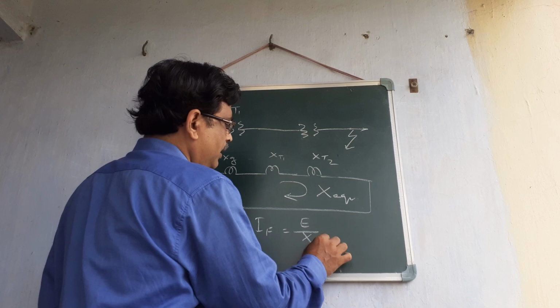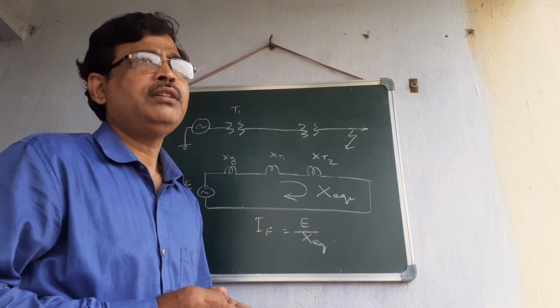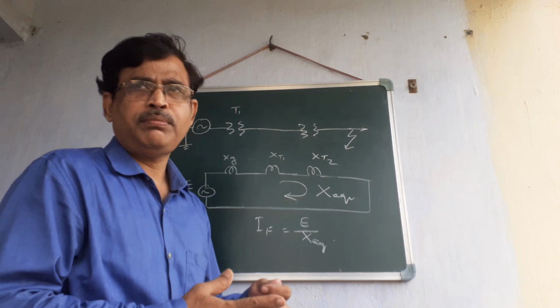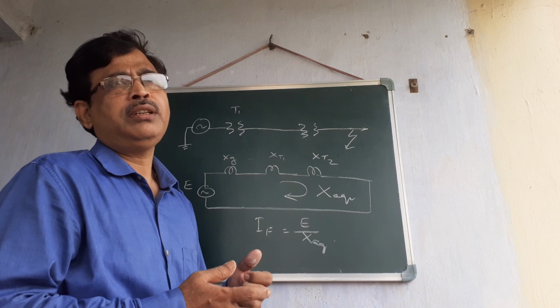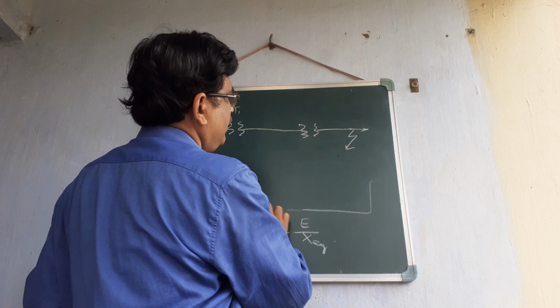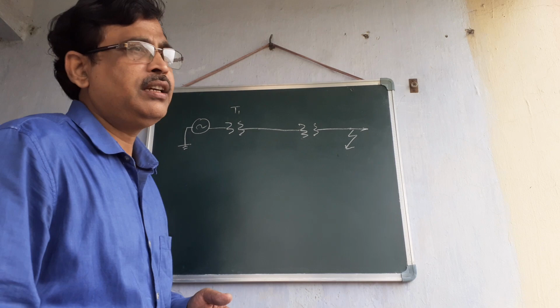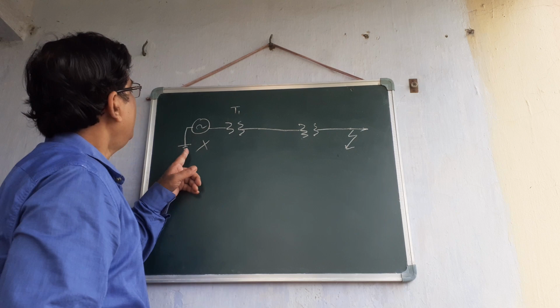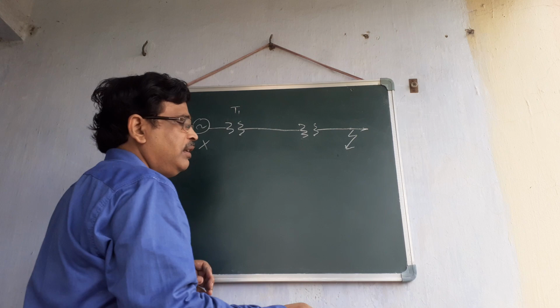We have seen that, but today we will see, and we have mentioned one thing, that is per unit method to solve this. What is per unit method? Today we will see that. Before starting that, we should keep our attention on the X of the alternator, and let us see what those are.